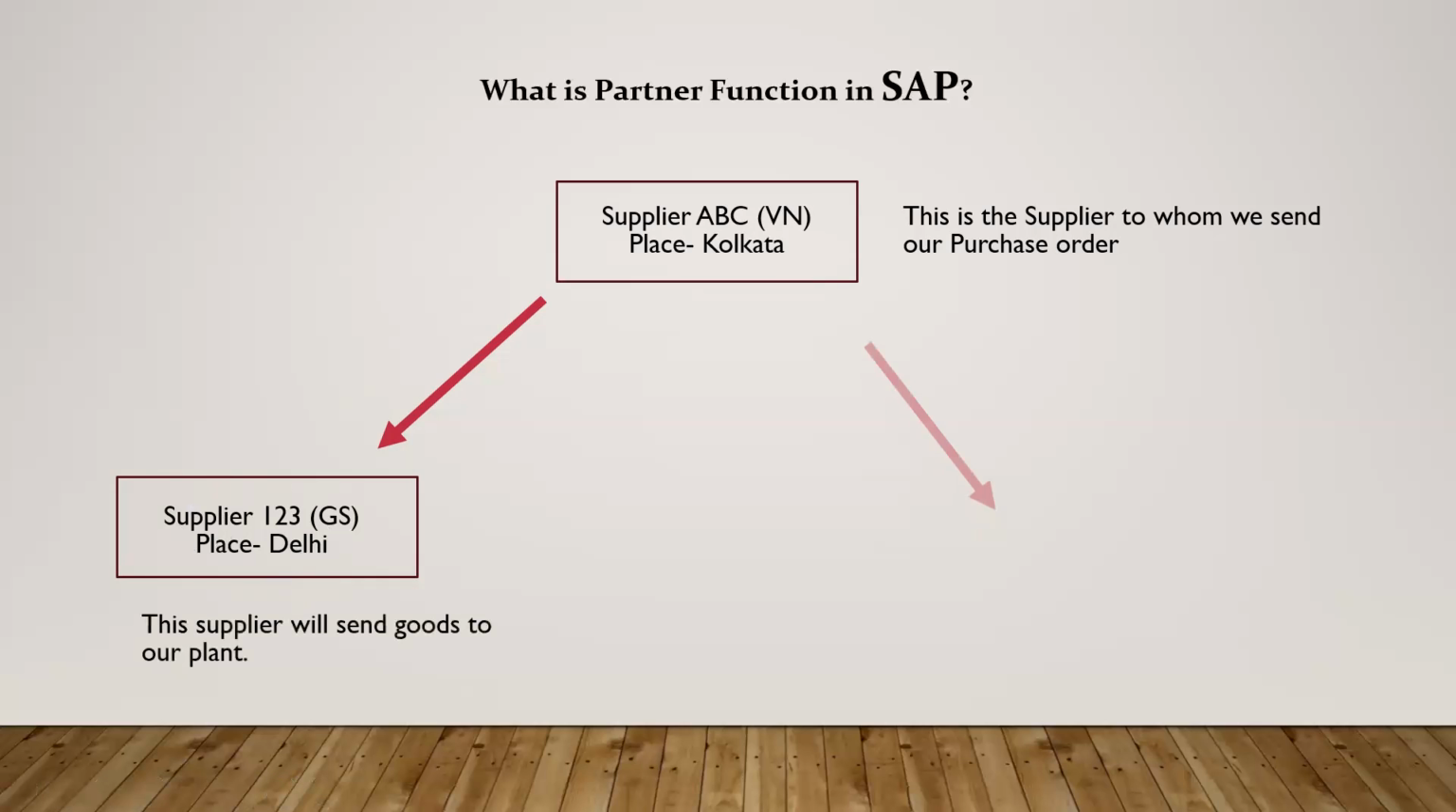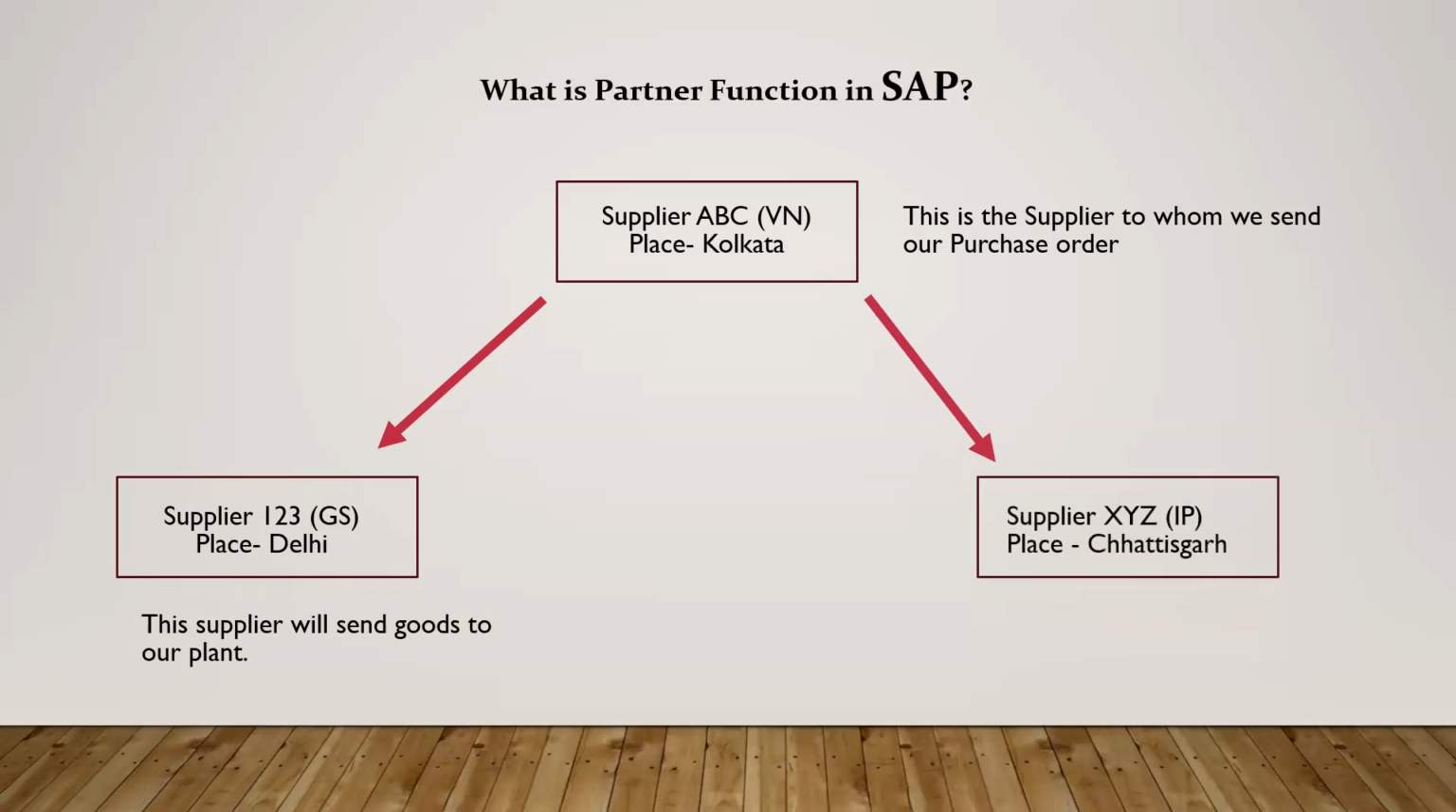And when we process the payments or invoice, this invoice will go to a supplier named XYZ, which is in Chhattisgarh. This is our requirement from the client side. So this requirement is fulfilled by the partner function in SAP. So let's see how this needs to be configured in the SAP system so that this requirement will be fulfilled. So let's start.